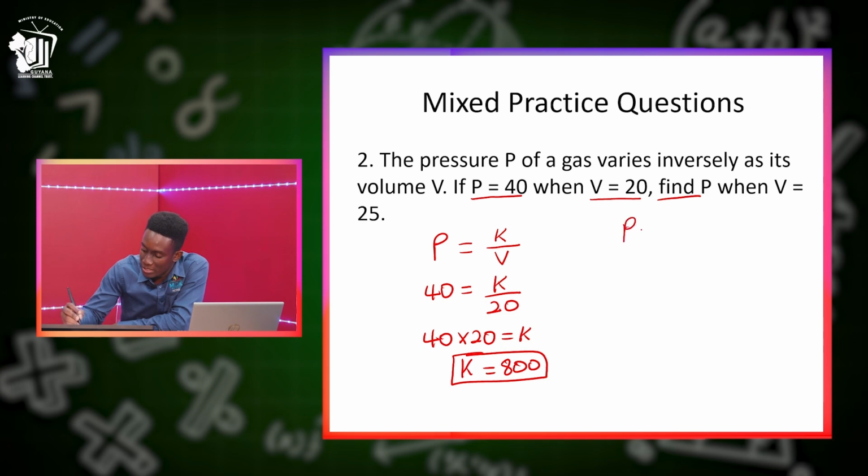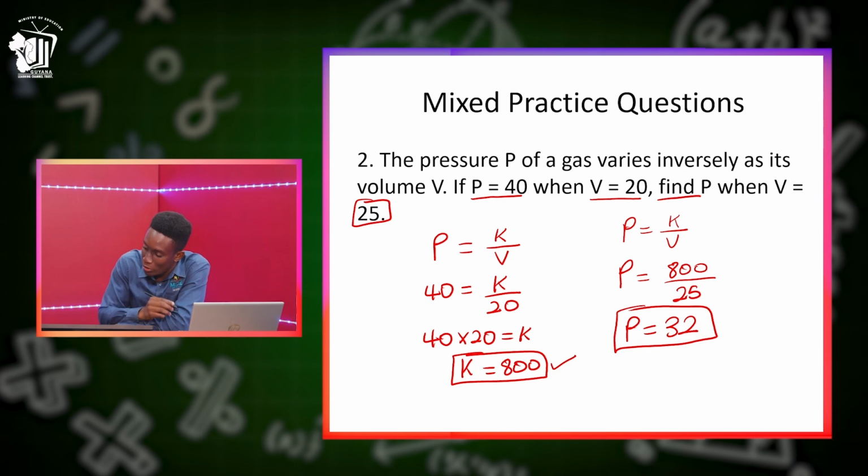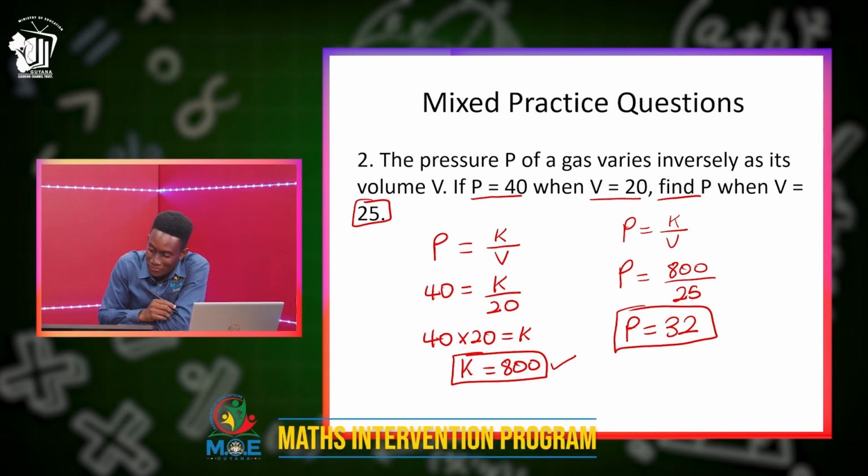So we know P is equal to K over V. So in this case, we want to find for P. So P is equal to K, the thing that we just found, 800 divided by V, in this case, which is 25. So 800 divided by 25. So P will be equal to 800 divided by 25 would give us 32. So to answer the question, when volume is equal to 25, the pressure of gas is equal to 32, based on the working for this question.